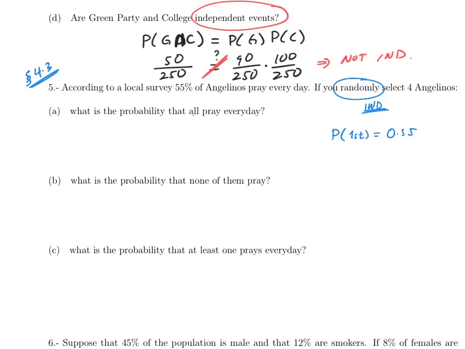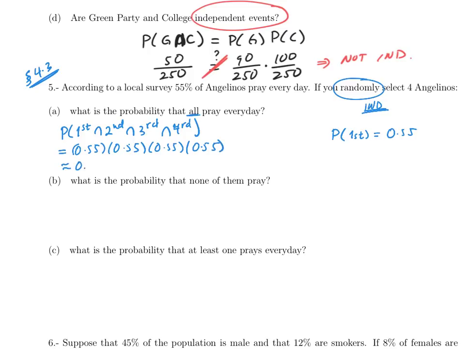So the only way you can have all people pray, that means that the first one has to pray, and the second one has to pray, and the third, and the fourth, because you have 4 people. So by independence, this is 0.55 times 0.55, 4 times, because you have 4 people, and this is around 0.0915, or simply you can just leave the answer like 0.55 to the 4th power.